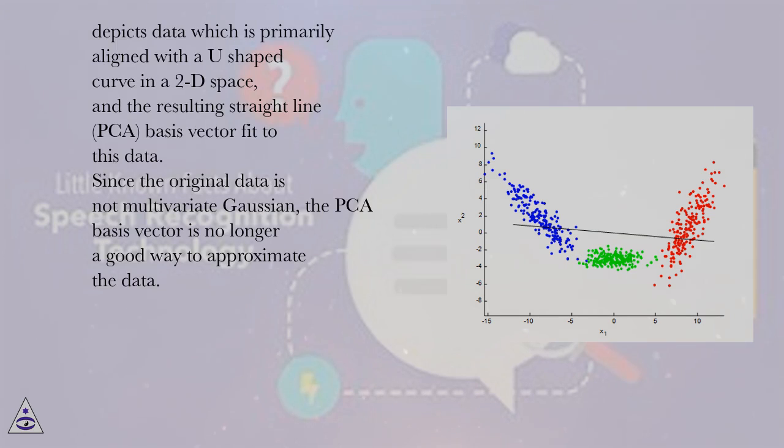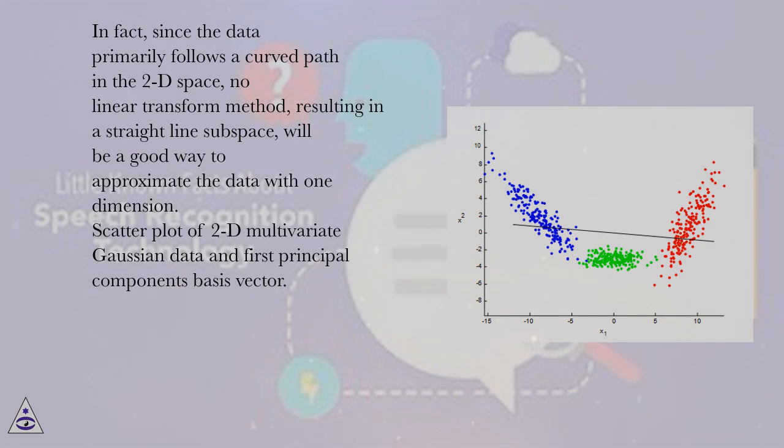Depicts data which is primarily aligned with a U-shaped curve in a 2D space, and the resulting straight line, PCA basis vector fit to this data. Since the original data is not multivariate Gaussian, the PCA basis vector is no longer a good way to approximate the data. In fact, since the data primarily follows a curved path in the 2D space, no linear transform method, resulting in a straight line subspace, will be a good way to approximate the data with one dimension.